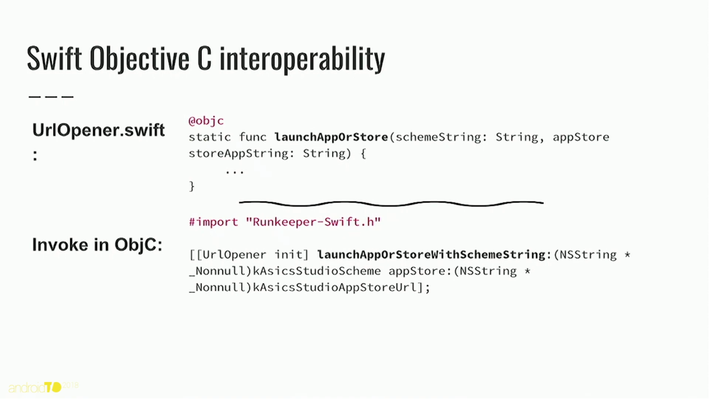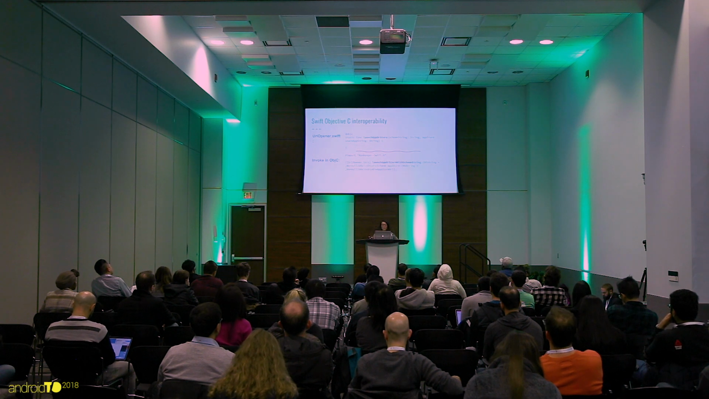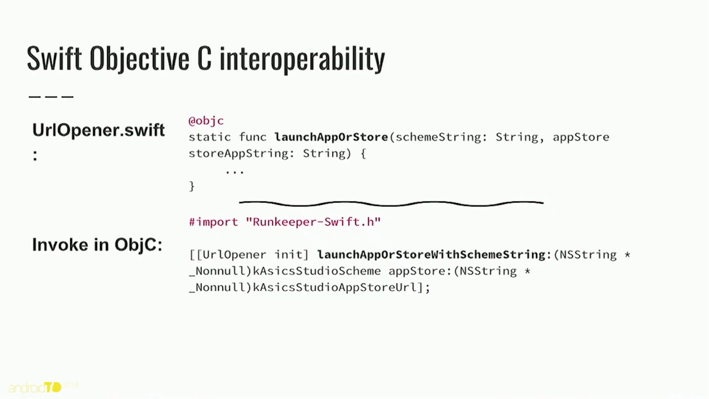So in Swift, I have a URL opener class. It takes in the URL to open the A6 Studio app, as well as the URL to the App Store. As you can see, I annotate it with the Objective-C annotation so that my Objective-C classes can access this method. So now I'm ready to call this method in Objective-C. And this is where it gets weird. My Objective-C class won't call the method launch app or store per se. The launch app or store method will get renamed in Objective-C to be launch app or store with scheme name.